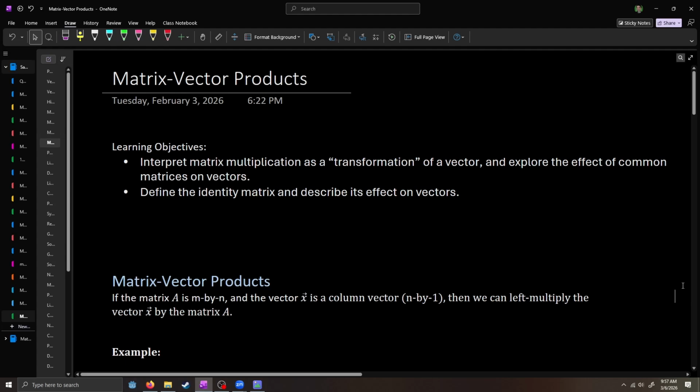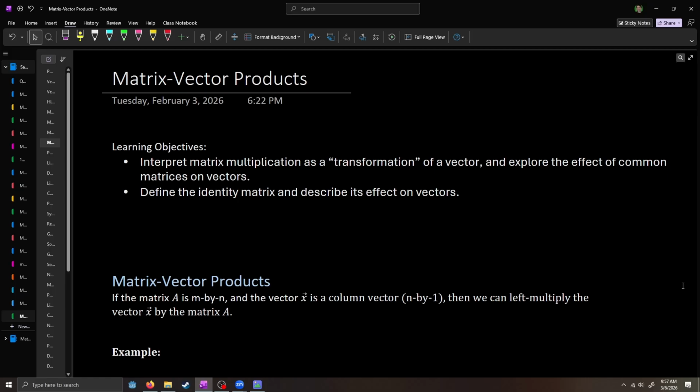In the previous episode, we talked about how to multiply a matrix by another matrix. And in an episode before that, we noticed that column vectors can be understood as just special matrices that only have a single column. So today we're going to be focusing on multiplying a matrix and a vector, and we're going to study the effect on that vector of multiplying by different kinds of matrices.